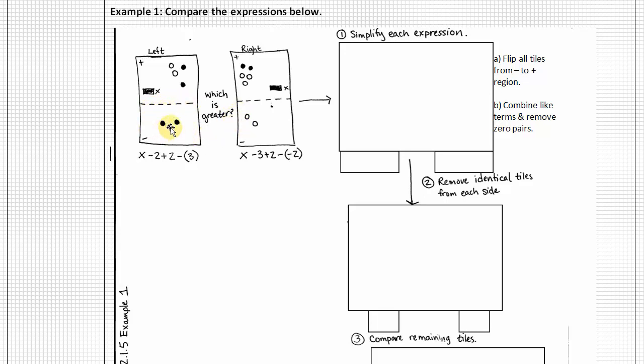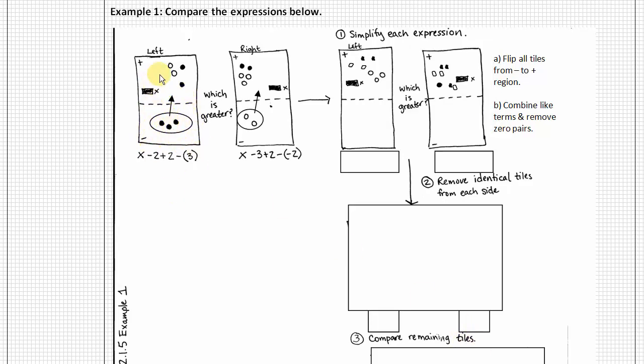So mine is going to be completely simplified. Yours may have some marks on it. So let's go ahead and actually mark this one up. If we take these tiles and flip them up, and these tiles and flip them up, then it's going to look something like this. We still have a positive x tile.